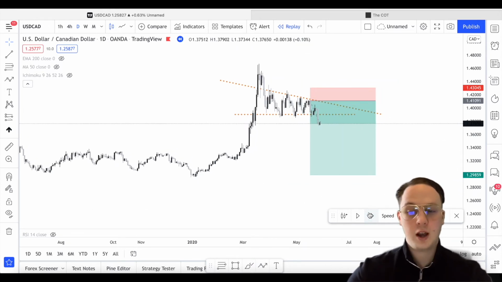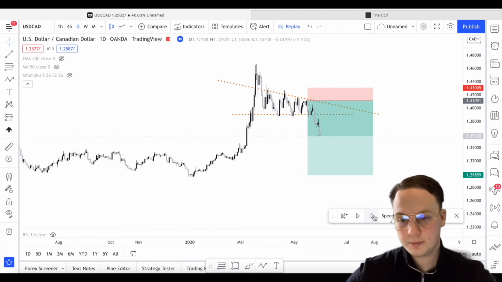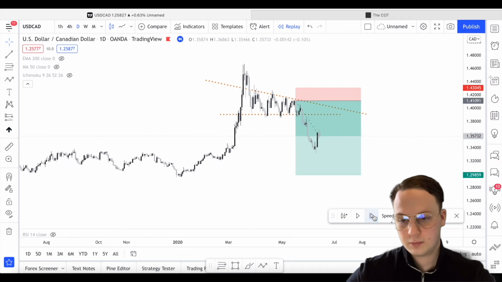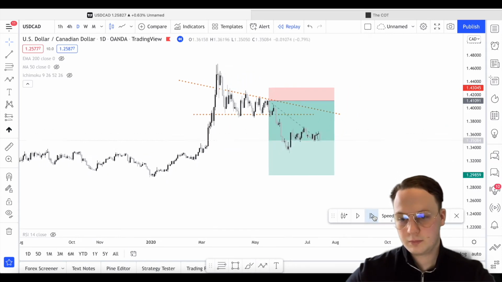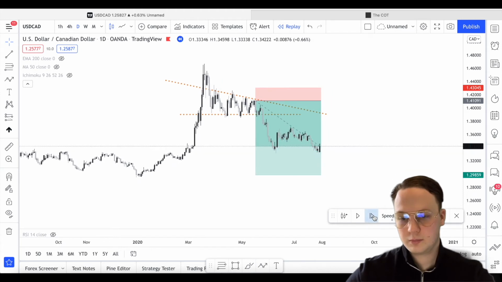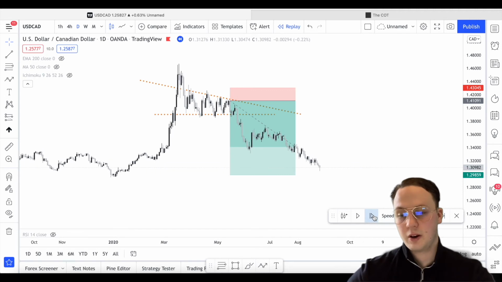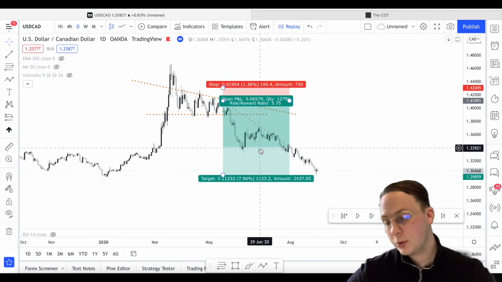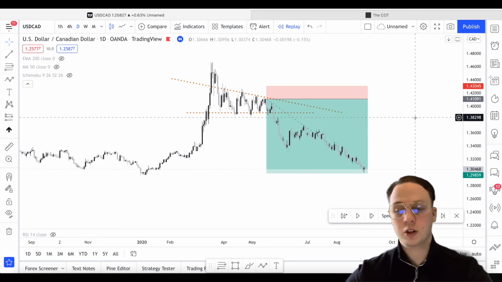Okay, so we've started to have our explosion. We've broken nicely below. Let's see if this continues. Okay, it looks like it has been continuing for a very nice period of time. Did we get an opportunity to enter at the retest? Well, on this occasion, unfortunately not.